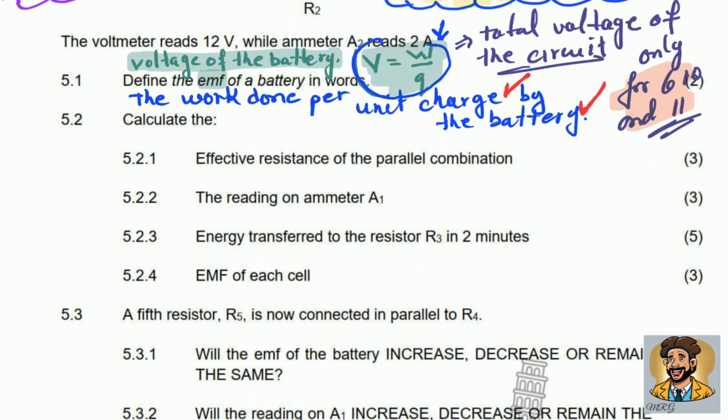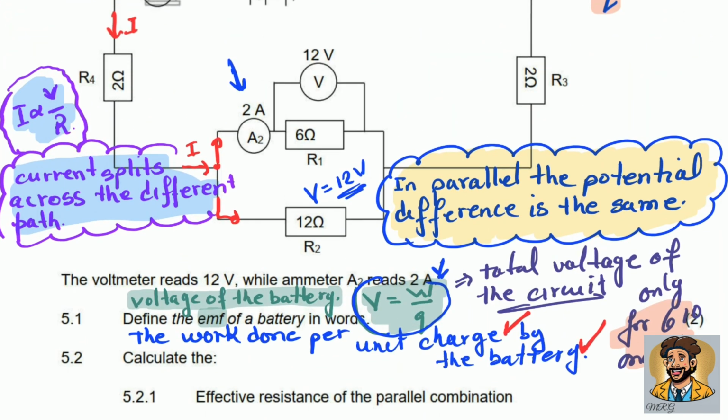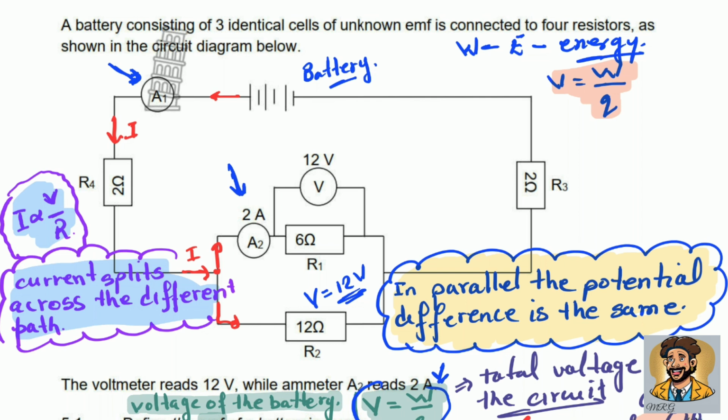Now, to calculate the EMF of each cell, we'll need the total EMF, so the total voltage. To calculate the total voltage, all we have to do is add the different potential differences in here, which we already know: the potential difference through the 2 ohm resistor, and this part we calculated because we need it. The potential difference here was 6 volts. Note, the potential difference through R4 must be the same because it has the same resistance. So the potential difference here is equal to 6, and through the parallel is 12.